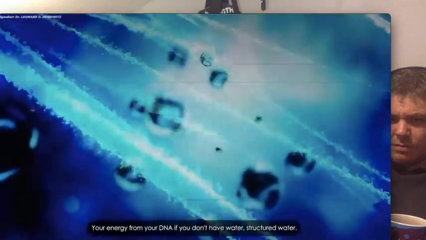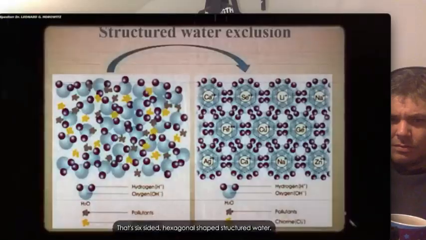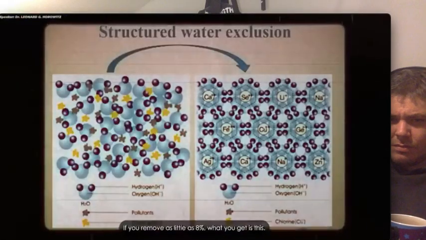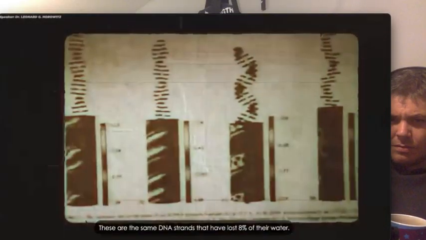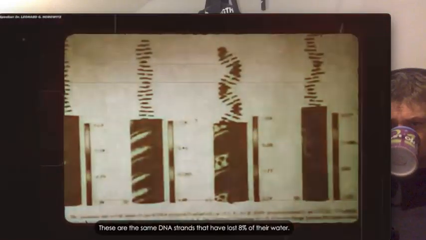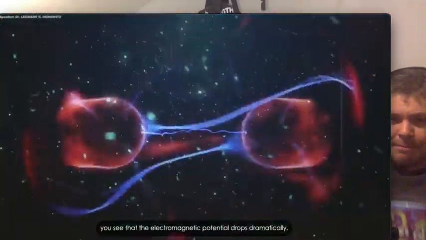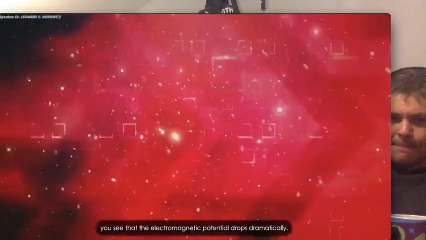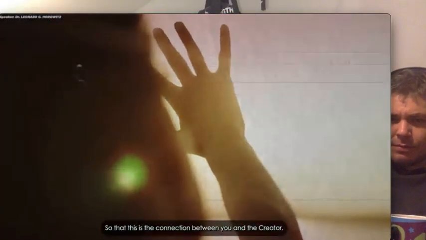happens, folks? Your energy from your DNA, if you don't have water, structured water, that's 6-sided hexagonal shaped structured water, if you remove as little as 8%, what you get is this. These are the same DNA strands that have lost 8% of their water. It unravels, it unfolds. And if you understand the energy dynamics of it, you see that the electromagnetic potential drops dramatically. So that this is the connection between you and the Creator.